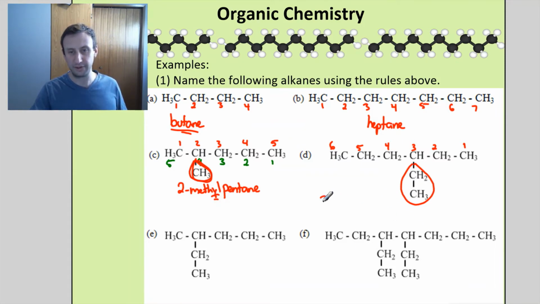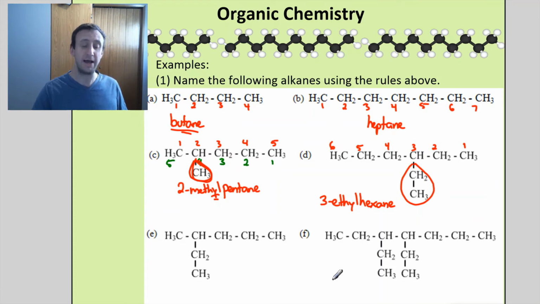So this is 3-ethyl, and then 6 carbons, hexane. So 3-ethyl, okay, that's my branch part. Hexane, that's my parent chain part.